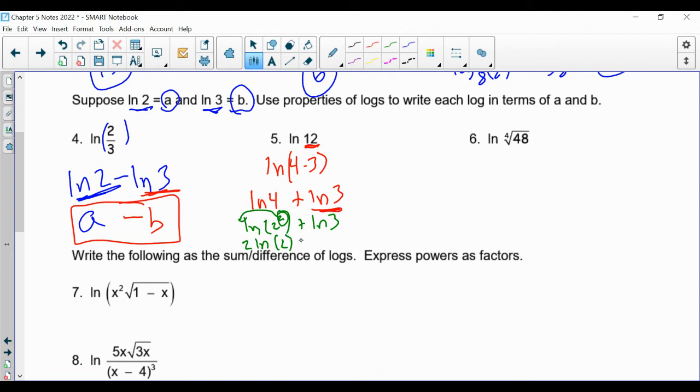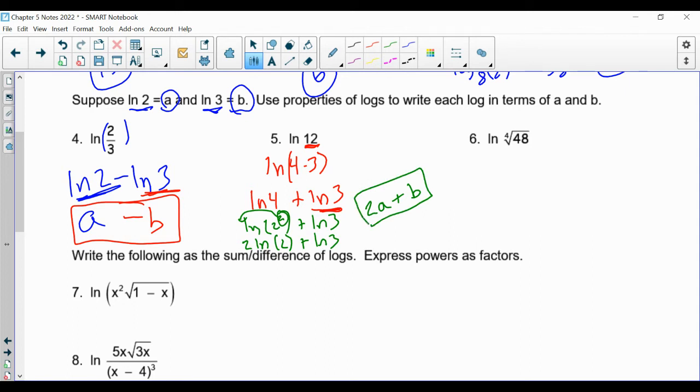And now I have natural log of 2, natural log of 3, and I can write my answers in terms of a's and b's. So there's a 2 out in front, then a for natural log of 2 plus natural log of 3, which is b, and there is my answer.